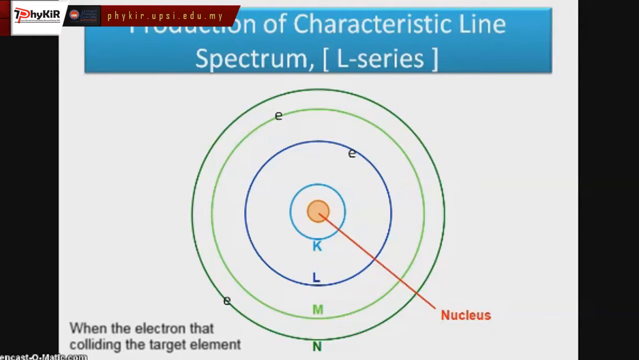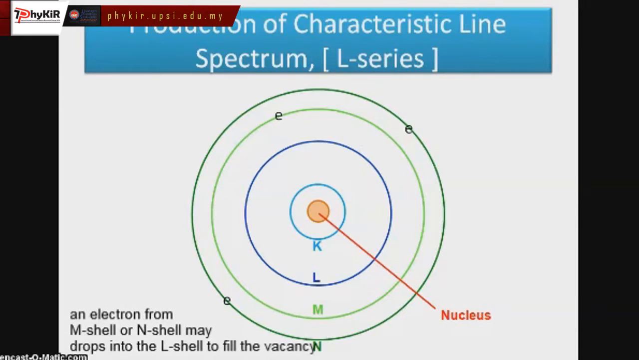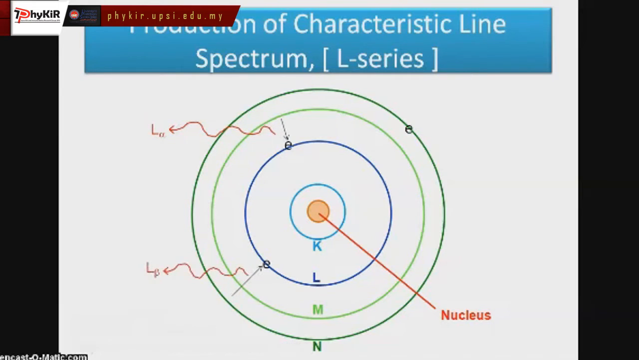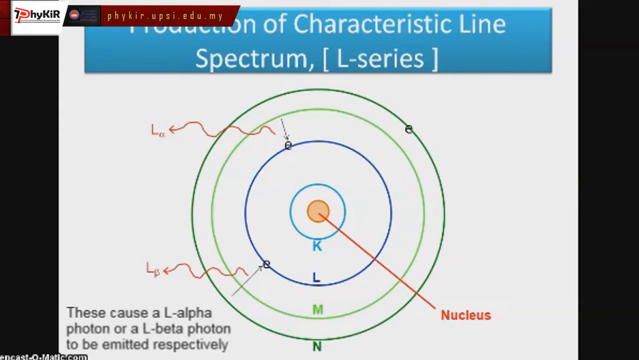When the electron colliding with the target element excites an electron in the L shell to a higher energy level, an electron from the M shell or N shell may drop into the L shell to fill the vacancy. This causes an L-alpha photon or an L-beta photon to be emitted respectively.